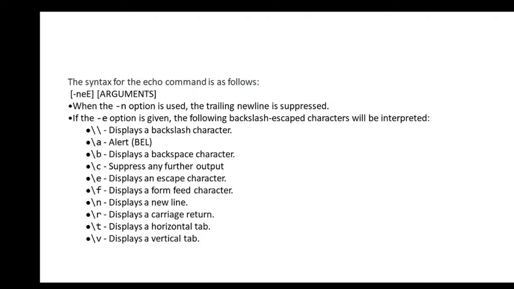Backslash b displays a backspace character. Backslash c suppresses any further output. Backslash e displays an escape character. Backslash f displays a form feed character. Backslash n displays a new line. Backslash r displays a carriage return. Backslash t displays a horizontal tab. Backslash v displays a vertical tab.